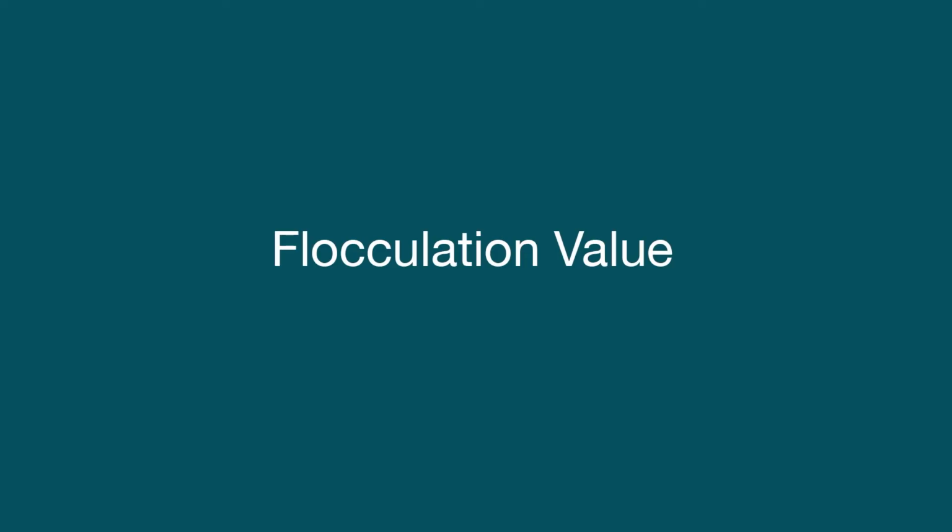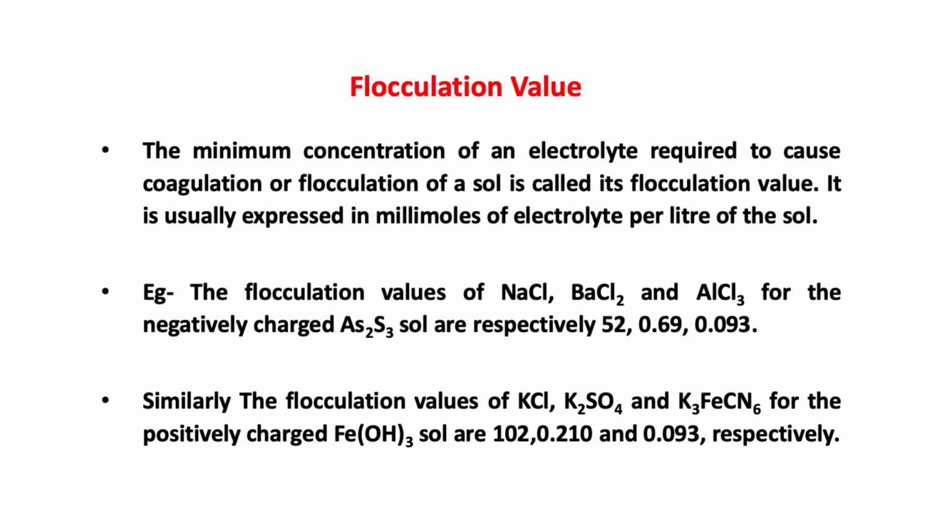Next is flocculation value. The minimum concentration of an electrolyte required to cause coagulation or flocculation of a sol is called its flocculation value. It is usually expressed in millimoles of the electrolyte per liter of the sol. Example, the flocculation values of sodium chloride, barium chloride and aluminum chloride for the negatively charged arsenic trisulfide sol are respectively 52, 0.69 and 0.093. Similarly, the flocculation values of KCl, K2SO4 and K3[Fe(CN)6] for the positively charged ferric hydroxide sol are 102, 0.210 and 0.093 respectively.